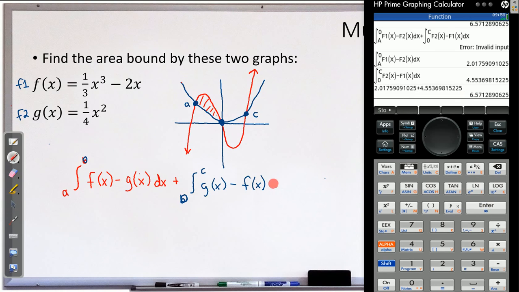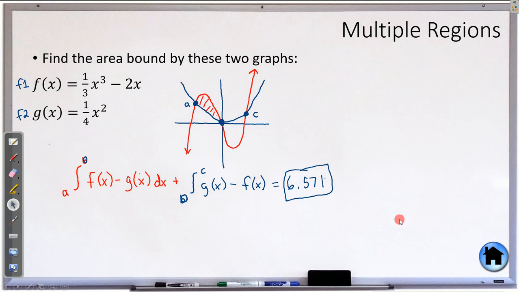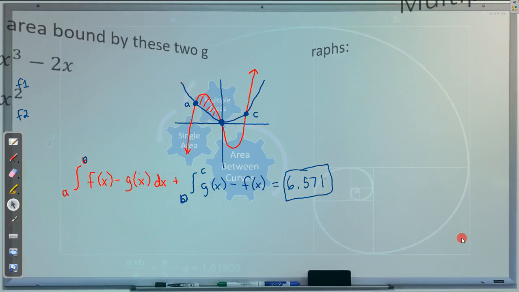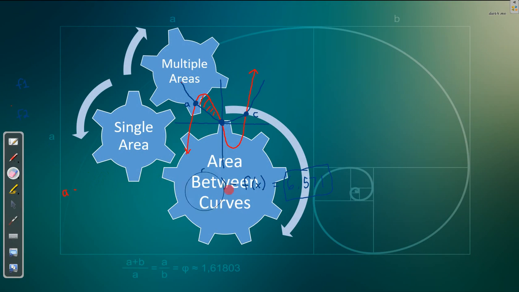All right, so this is equal to 6.571. So that's how you can do more complicated areas that have 2 or even more regions. Just make sure you're doing big minus small, and that can flip-flop. So that's how we find the area between two curves. Area hopefully makes us think of antiderivatives and integrals.